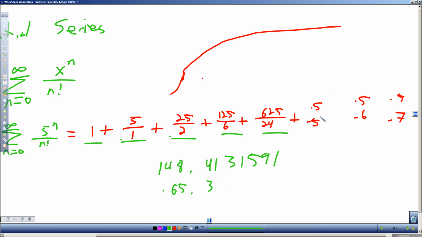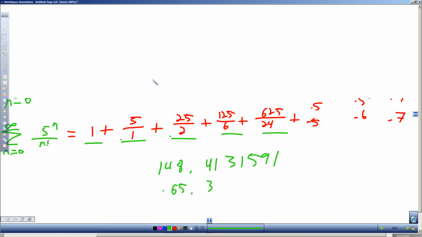Now if we went to another few terms, this is going to be a bit bigger, then almost the same as this one, and then a little bit smaller, and so on. So if we kept adding these up, we're eventually going to get a good estimate.